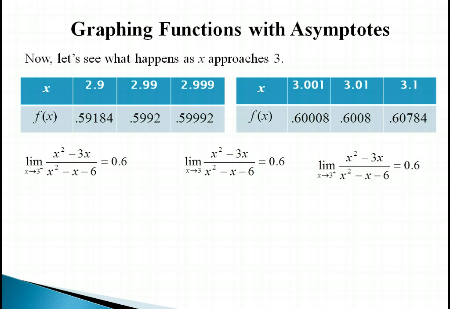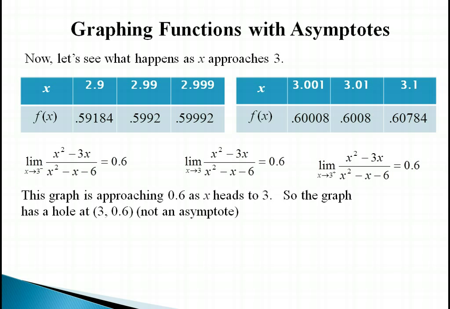So we would say that we have a hole in our graph at the ordered pair 3 and 0.6. So what we're going to do is draw an open circle at that point to show that it's not part of our graph, but all the numbers right up to 3 and 0.6 are included with our graph.